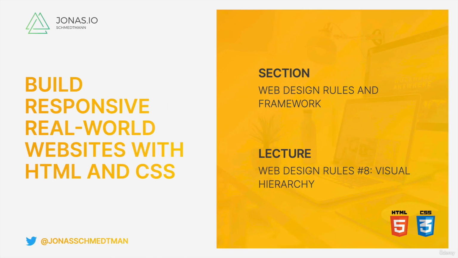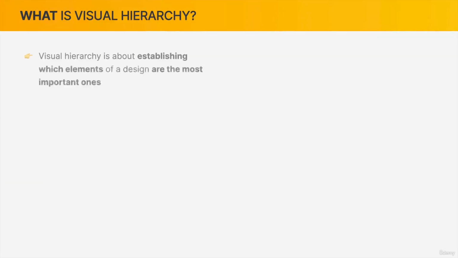In this lecture, we bring together many of the things that we have learned so far in this section in order to create something that we call visual hierarchy. So, let's see what visual hierarchy is all about. And essentially, visual hierarchy is all about establishing which elements of a certain design are the most important ones. So that's exactly what hierarchy means, right?